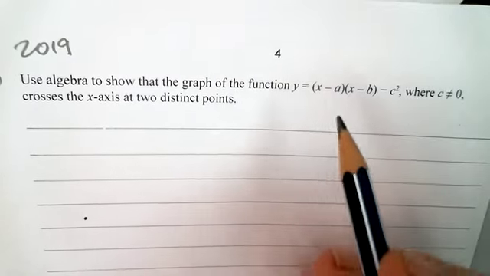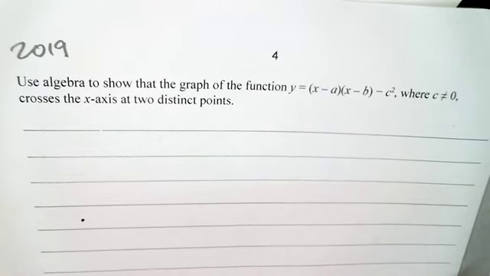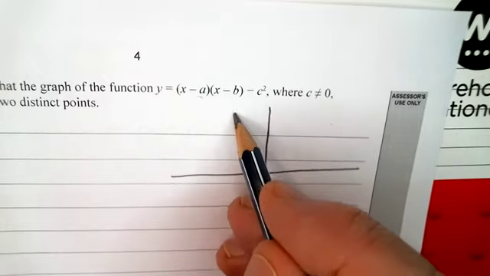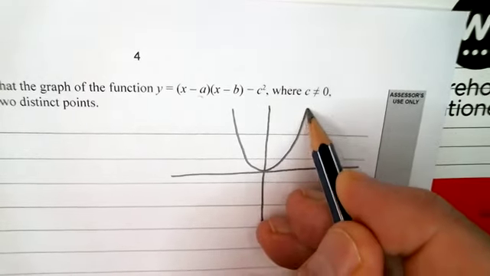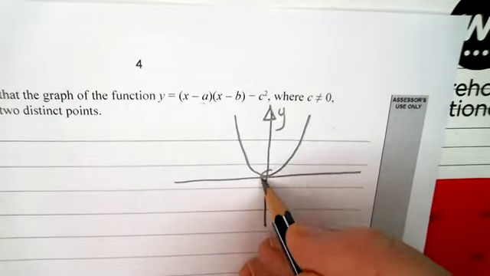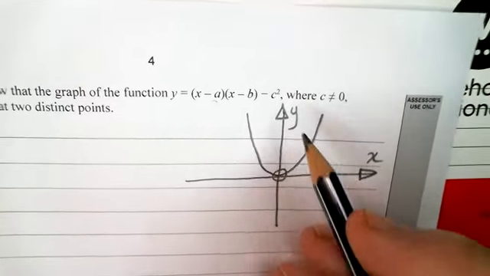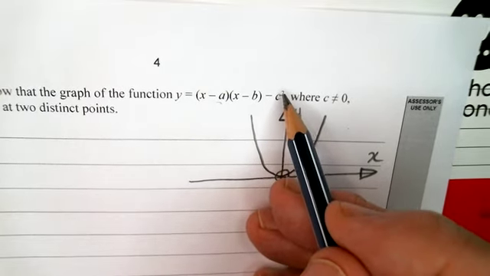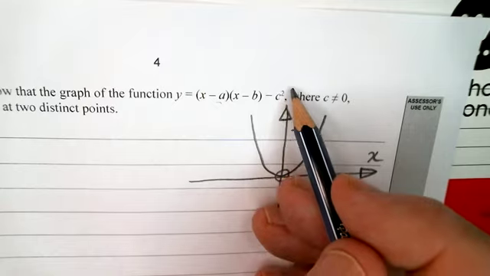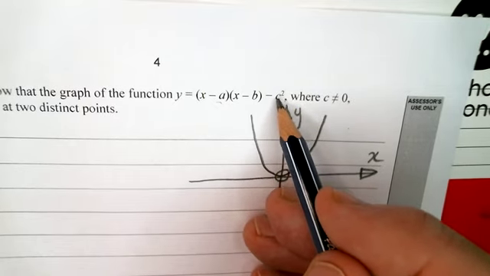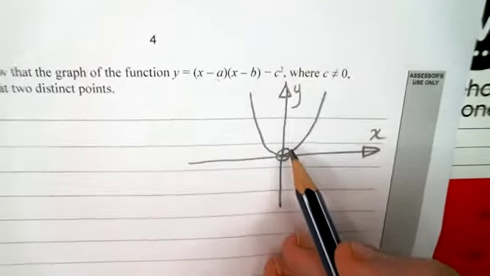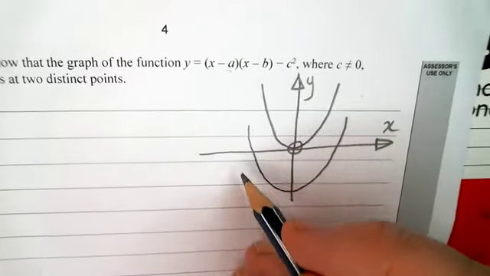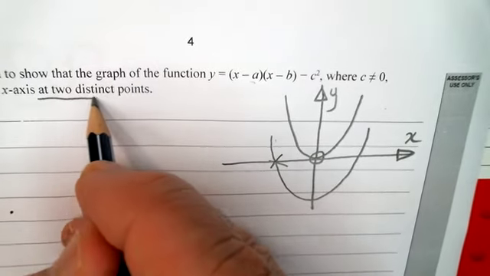Even if a and b were equal to 0, which means that the graph would cross there, like there. If that were true, and this is y, and this is 0, and this is x here, because c is not 0 and it's squared, like if it was -5, for example, -5 squared is suddenly going to be positive 25. And now we're going to subtract the whole thing by 25. So it's going to drag this whole thing down to whatever number it is, and suddenly it's crossing at two distinct points.